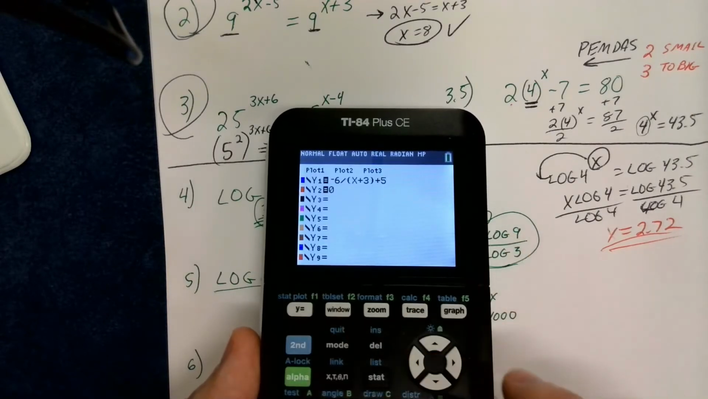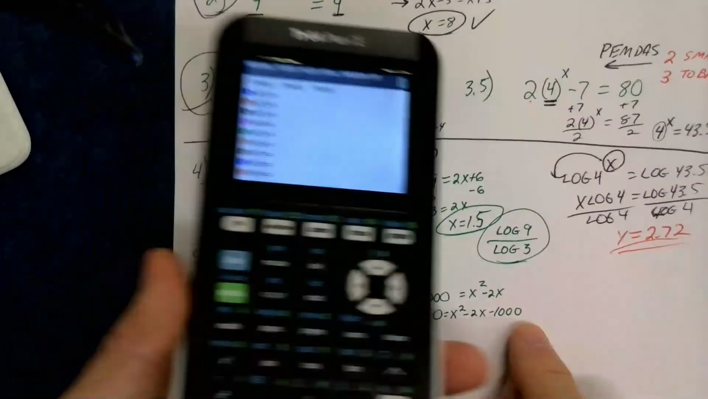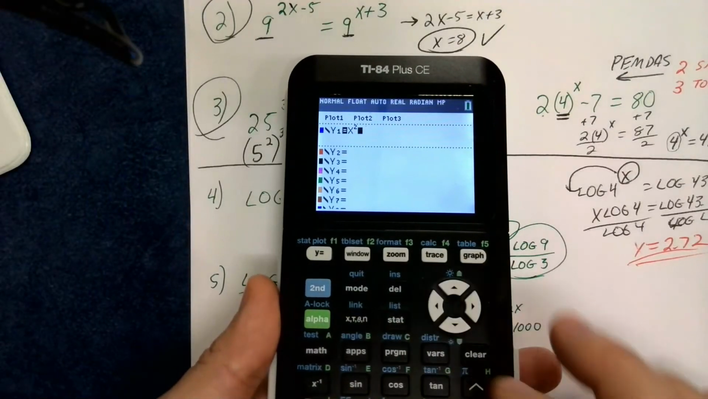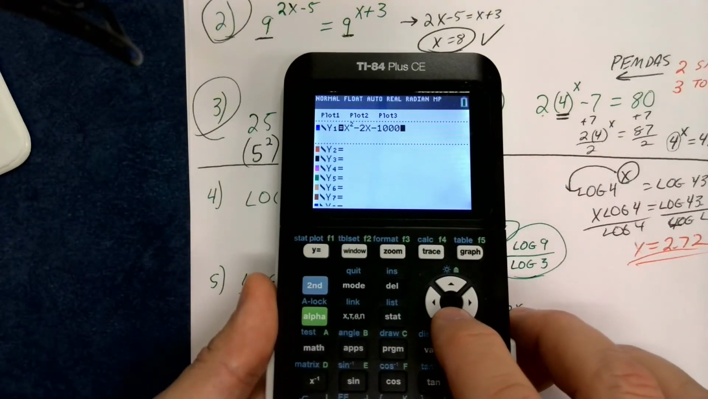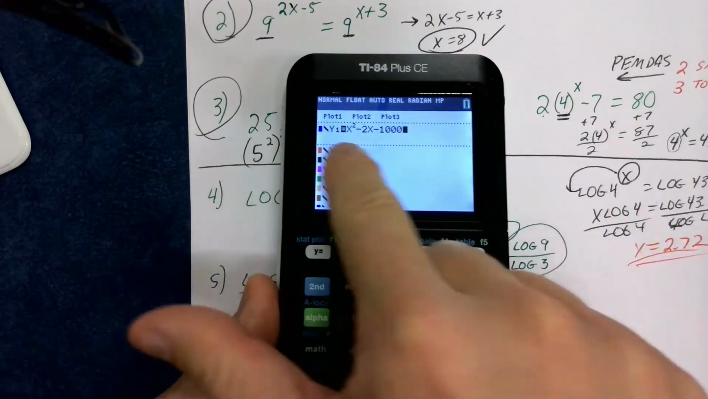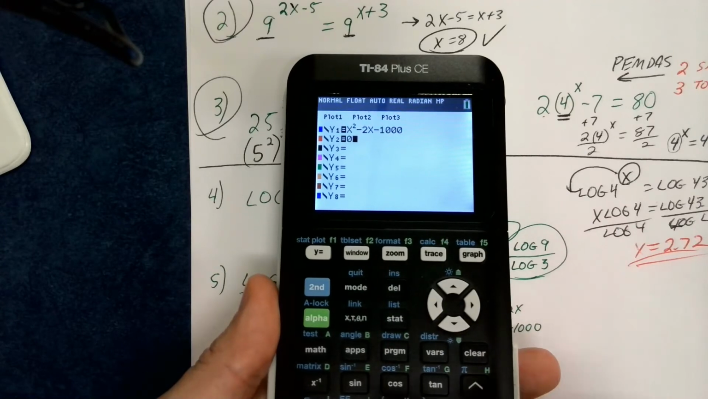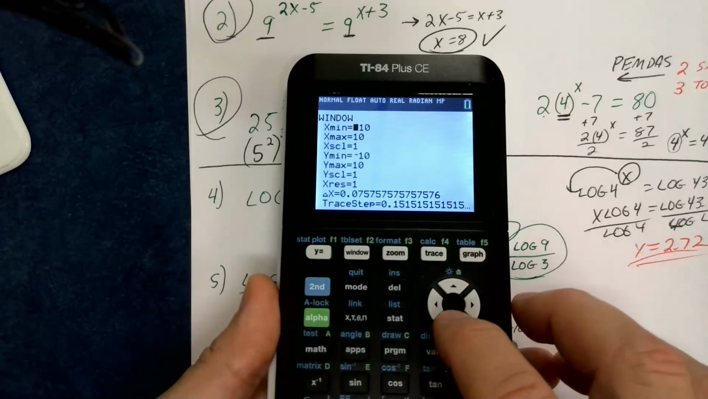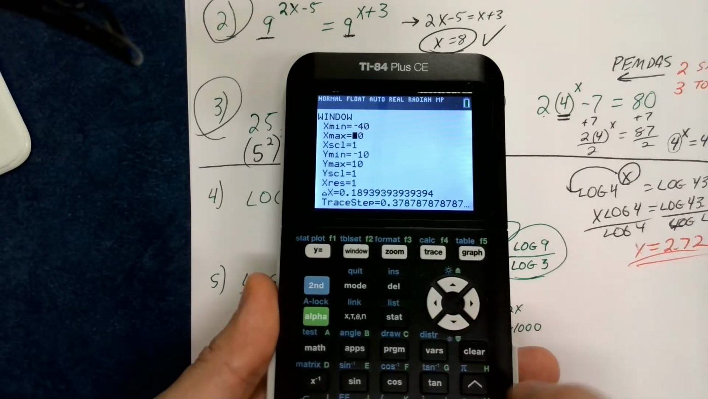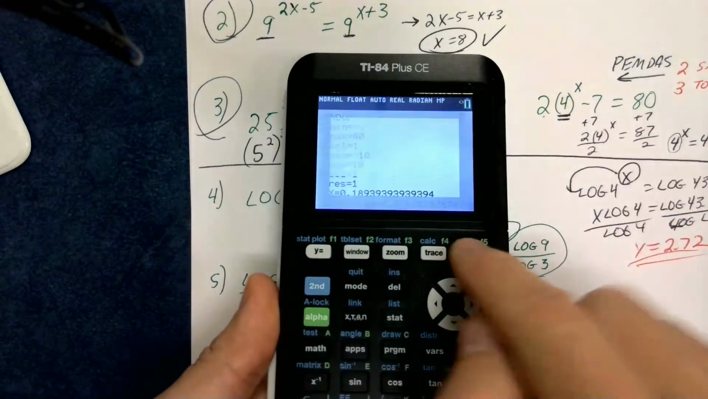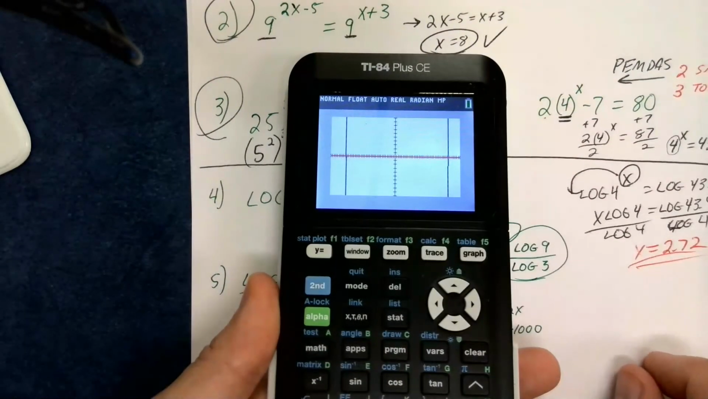So then I can just go to my calculator and do this: x squared minus 2x minus 1,000. I know that that's what it is supposed to equal. I want to know where that equals 0. So on my window, I'm going to go for an x min of negative 40 and an x max of 40, because I think it'll probably fit in there someplace. And here's my graph. Those are my two solutions right there.